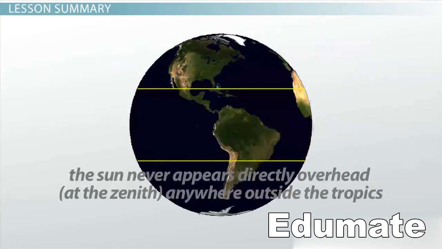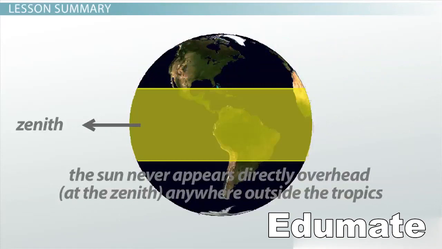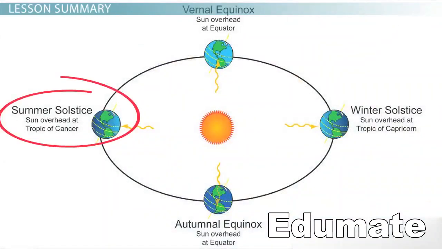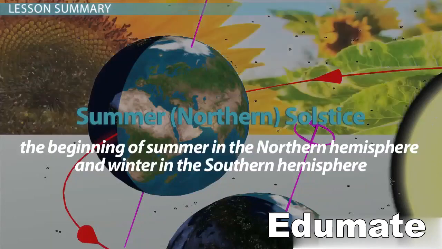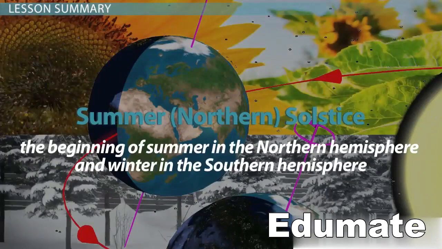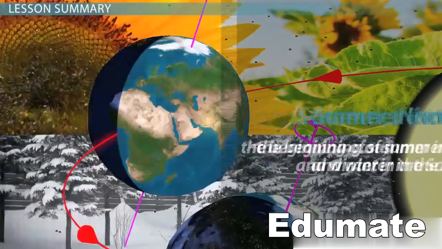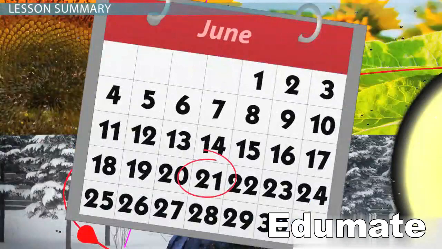The Sun never appears directly overhead at the zenith anywhere outside the tropics. It's during the summer solstice when the Sun is directly overhead on the Tropic of Cancer. The summer, or northern solstice, marks the beginning of summer in the northern hemisphere and winter in the southern hemisphere. It occurs around June 21st of every year.